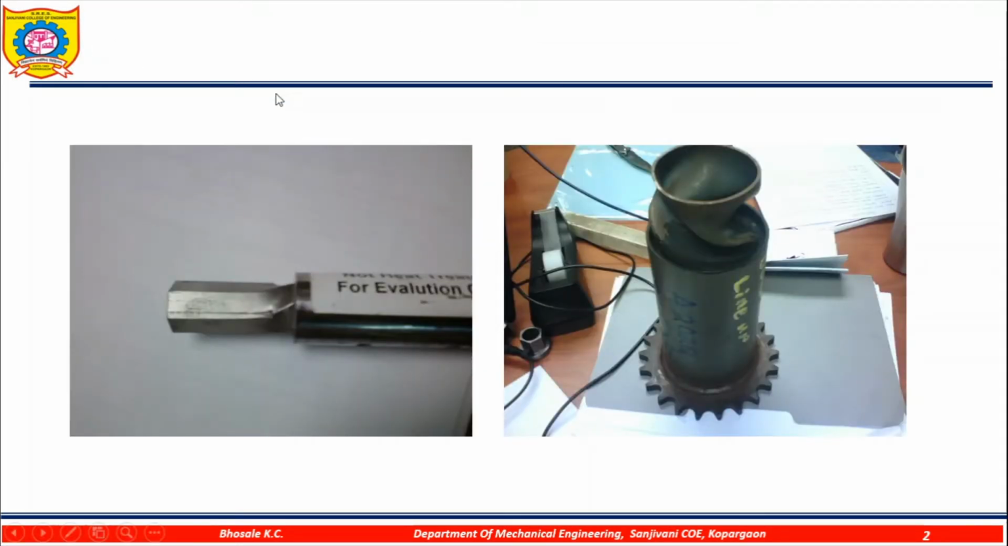These are some examples of the failure of parts due to torsion. Here the failure is due to torsion, and again this part has failed due to torsion. There are many applications, like the drill bit, spindle, and shaft, which fail due to torsion.